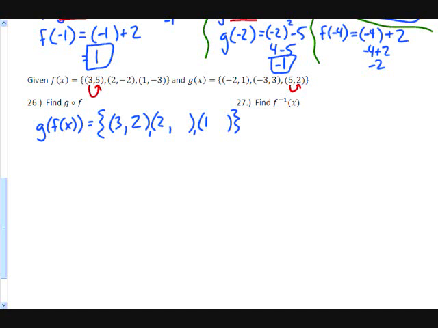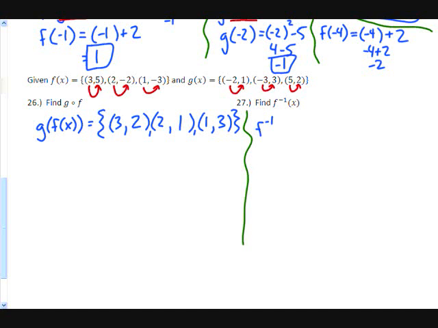Now I do the same thing with the next one. The 2 connects me to the negative 2. Over here, the negative 2 connects me to the 1. I started with a 2, I ended on a 1, so it's 2, 1. And then the last one, the 1 connects me to the negative 3. The negative 3 connects me to a 3. So I started with a 1, ended with a 3, so it's 1, 3. So that's my composition g of f of x. And if I had f of g of x, I would start with the x values from the g function instead. Okay?